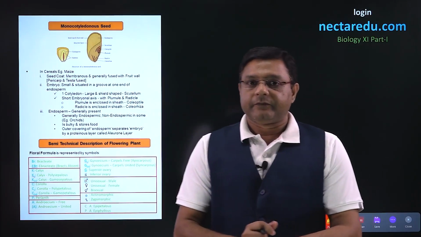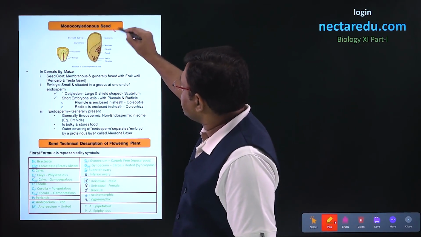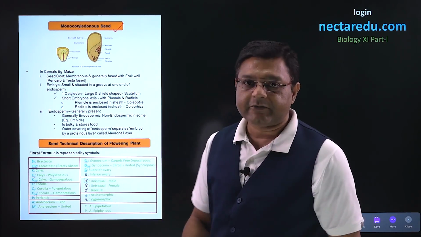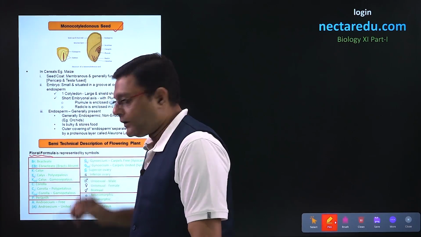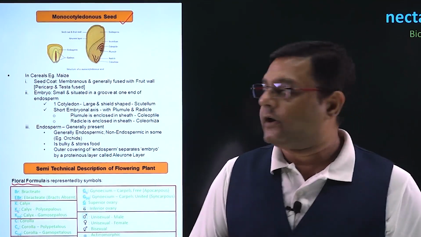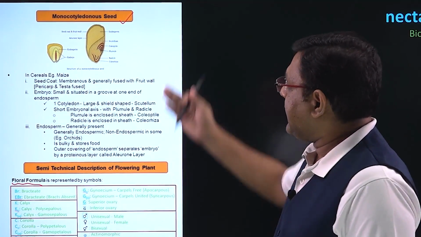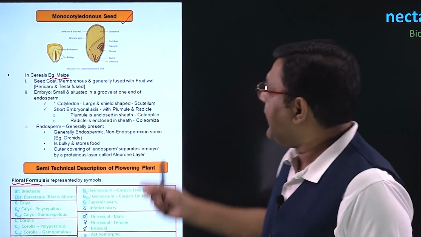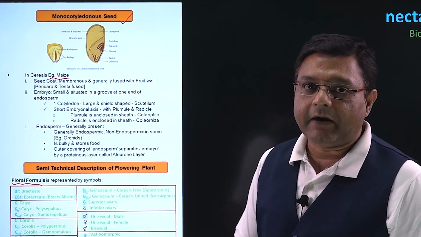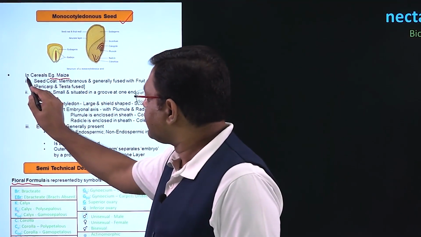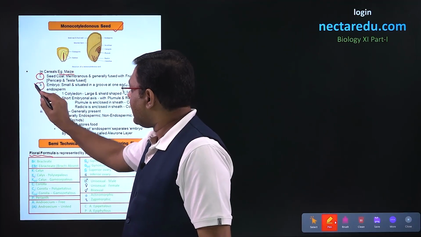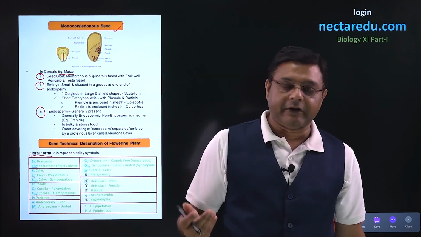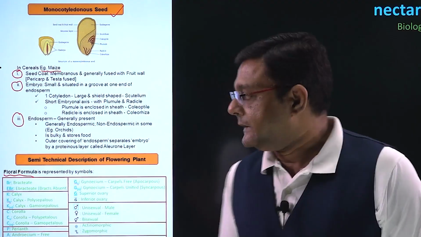In this particular video, we will look into the details of monocot seeds as well as some symbols which are used in the floral formula. Now, talking of the monocot seeds, an example of monocot seed is the maize, and the seeds have three parts: the outermost part is the seed coat, the second part is the embryo, and the third part is the endosperm, which can be present or which can be absent.